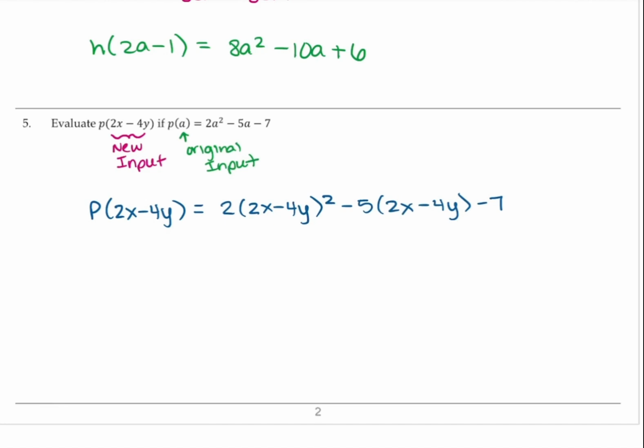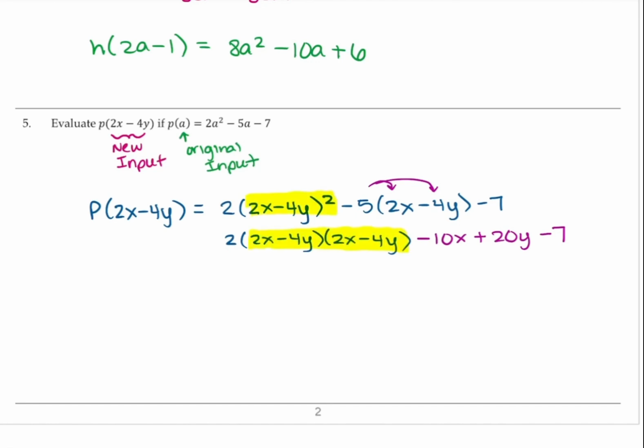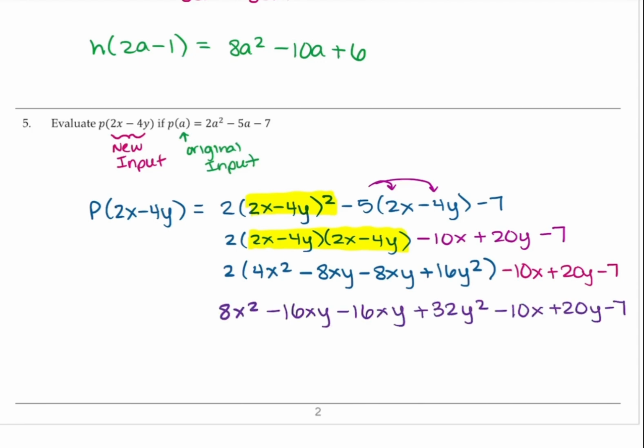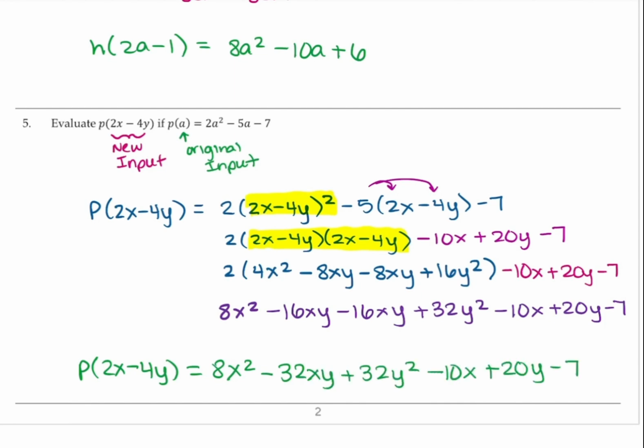Doing our algebra work. Again, here I will show all my work just in case. Focusing on the distribution, let me just highlight that. So expansion gives me this. I am going to distribute the 2, and then I will finish up by combining like terms. So our final output, 8x squared minus 32xy plus 32y squared minus 10x plus 20y minus 7.